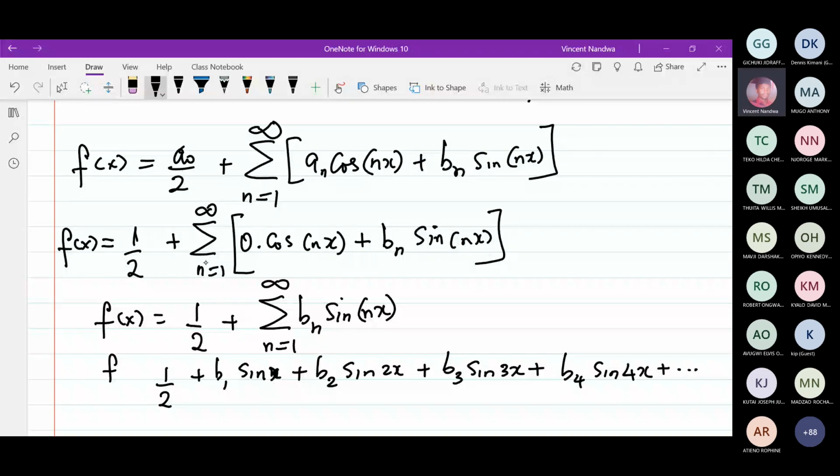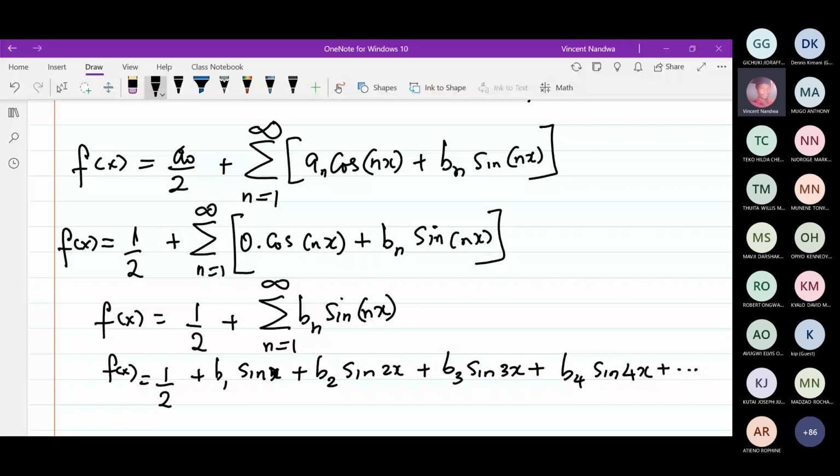When n is 1, we'll have b1 sine of x. Then from 1 you go to 2, so b2 sine 2x. From 2 you go to 3, up to infinity. Are we able to relate how I'm getting this part from here? Good. So now we have the values of B1, B2, B3.